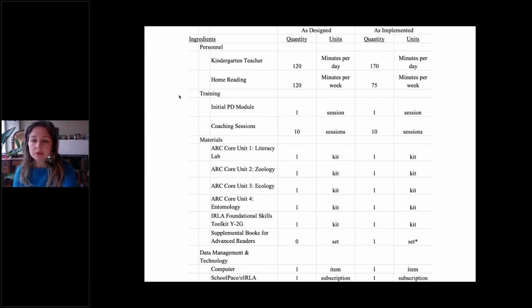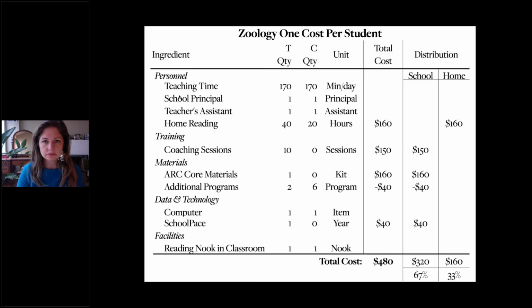Then, as implemented, we were able to see that, as expected, we did have some differences in those two ingredients, in the quantities that they were delivered during the course of the trial. This just helps provide pretty basic descriptive information about implementation from a resource perspective. Then we turn that into a table with cost information, where we're thinking about the treatment group and the control group.